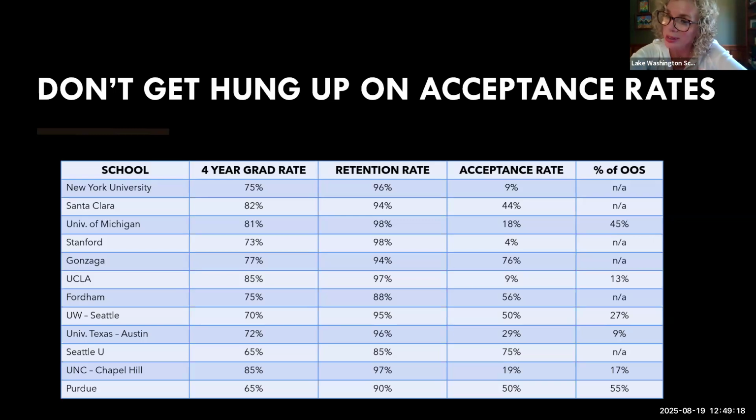But keep in mind, it's an out-of-state public. So that's why Michigan is an extreme reach for any student who applies to it, because it's challenging. I always like to point out Gonzaga, 77% 4-year graduation rate, 94% retention rate, 76% acceptance rate, and it's a school that will give students a lot of merit aid, and it has an excellent computer science program, excellent engineering, pre-med, all that kind of stuff.